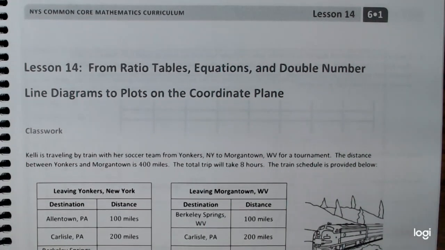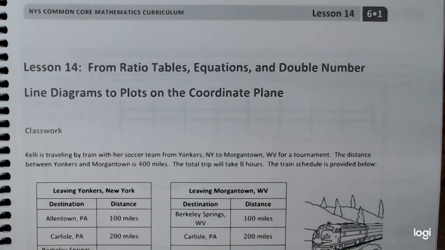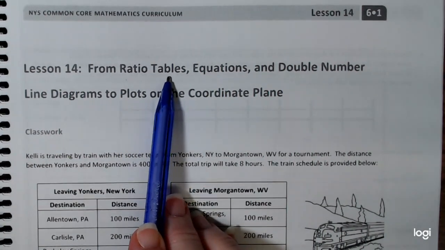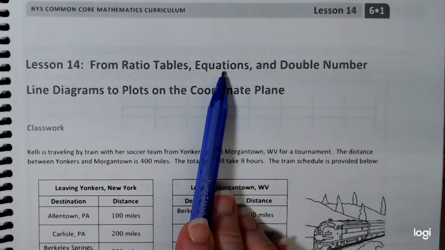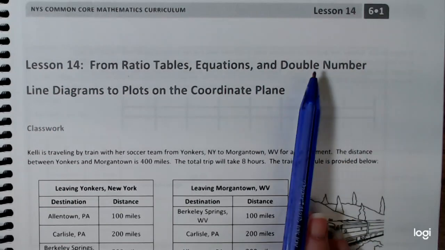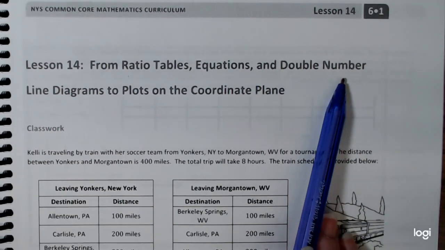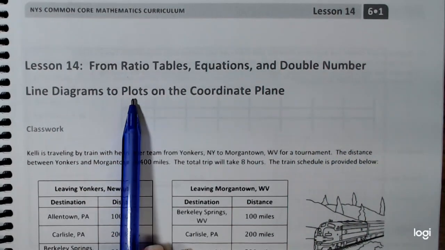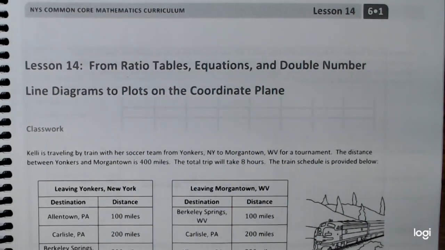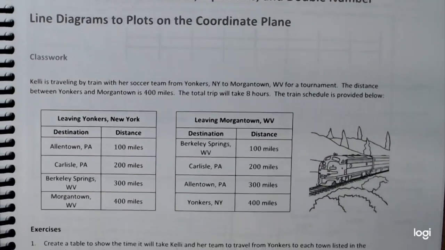You will notice that we are going to move on to lesson 14 today. We're going to continue doing some ratio tables. We were introduced to equations last week, so we're going to look at those some more. We're also going to make a double number line diagram today because it's pretty simple. And we're going to plot some points on a coordinate plane. So lots of tasks that we're going to do today. Let's go ahead and get started.